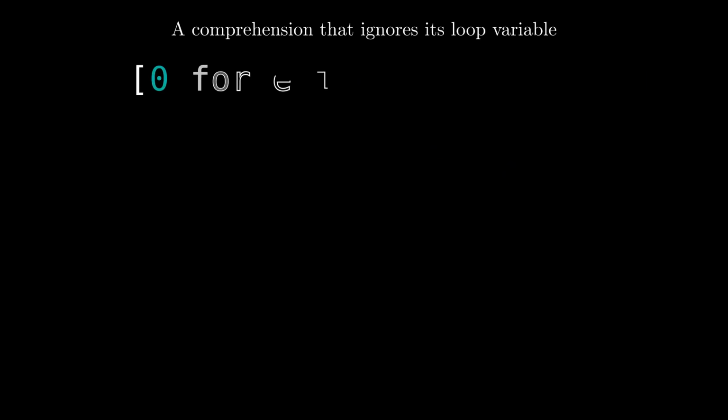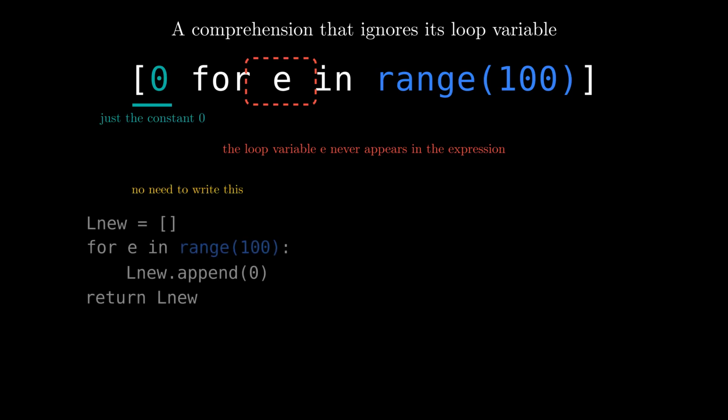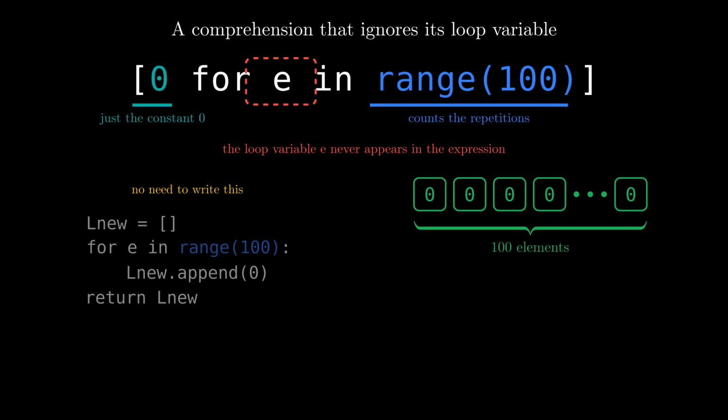One more consequence of the expression being arbitrary: it doesn't have to mention the loop variable at all. If you want a list of 100 zeros, there's no need to write a loop. Write in square brackets 0 for E in range of 100, and you have a list holding 100 zeros. The range is there purely to count out how many times the expression runs. It's a really nice way to create lists quickly.